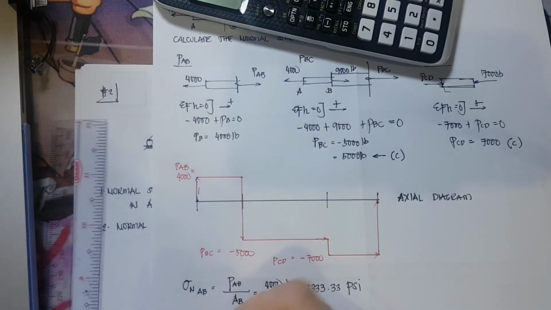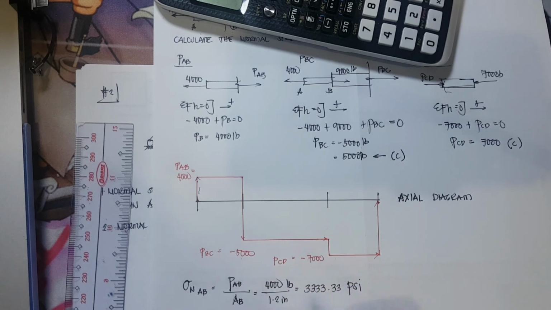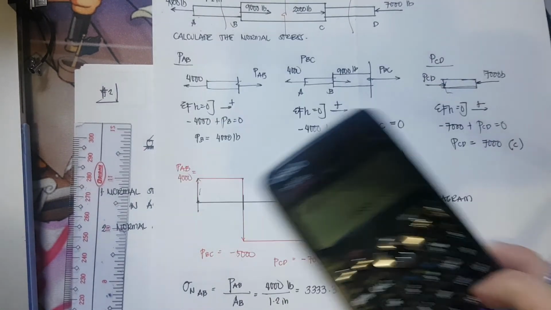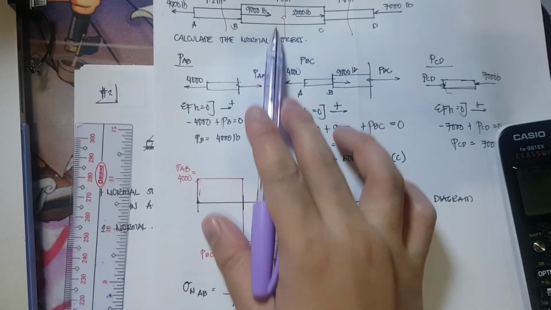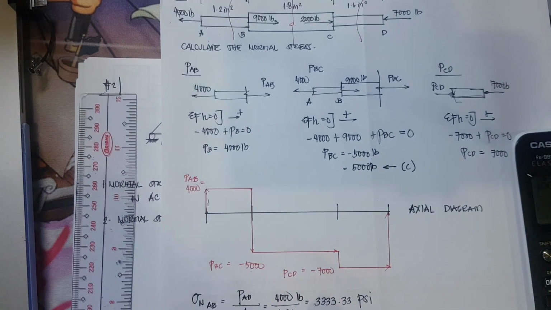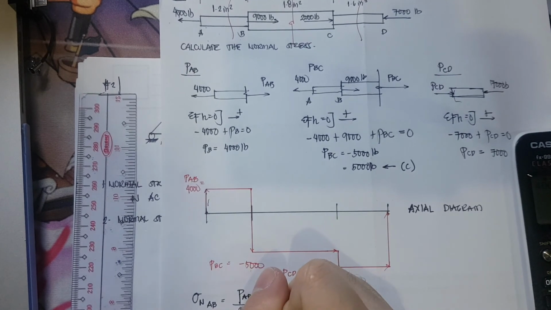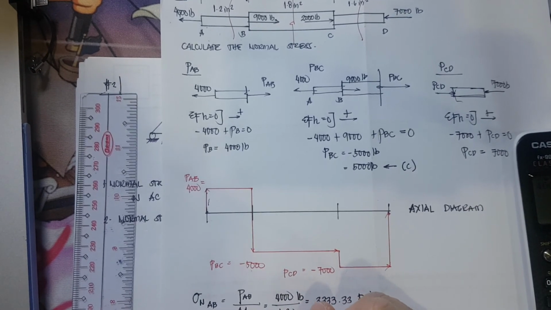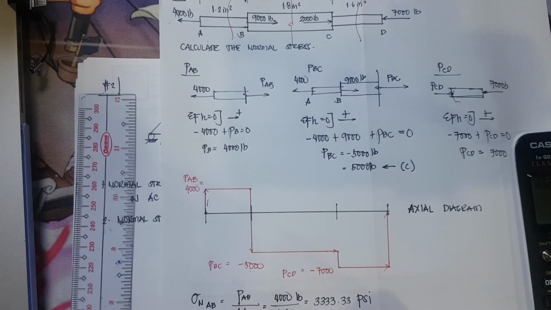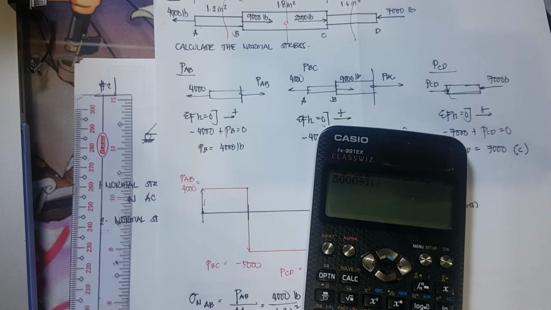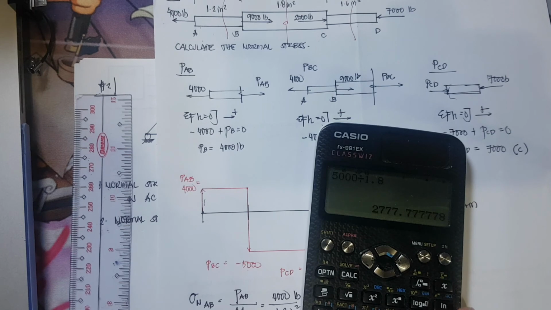Next, we have the normal stress at BC. So that is PBC divided by the cross-sectional area of 1.8 square inch. So that is negative 5,000 pounds divided by 1.8 square inch. So that is equivalent to 5,000 divided by 1.8, 277.